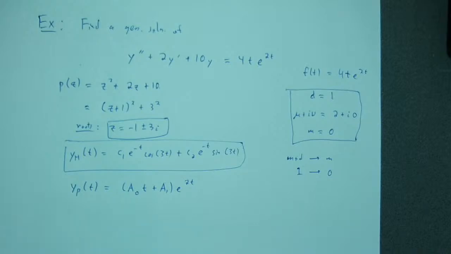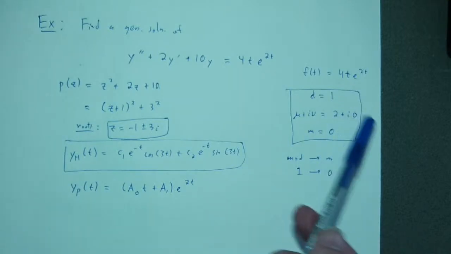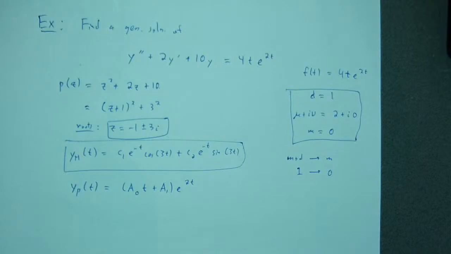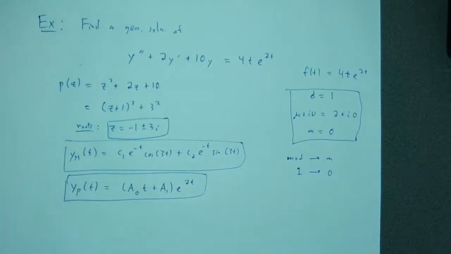And so this is what I get. I don't get any b terms because, well, the characteristic is just real, right? It's just 2 plus i times 0, so I don't have that other part. Okay. So that's the form that it should take. Now let's do what I always want to do.